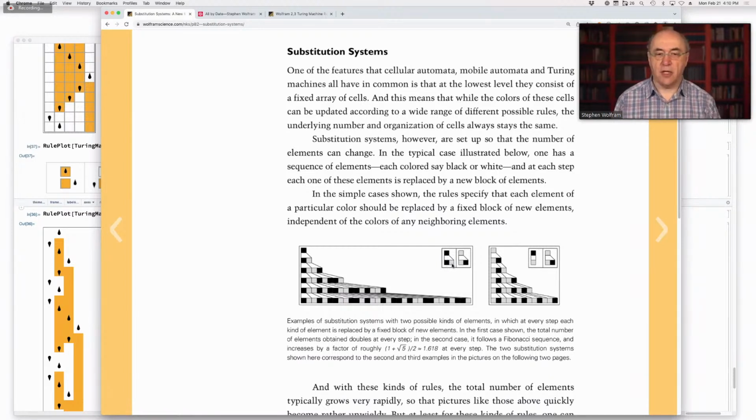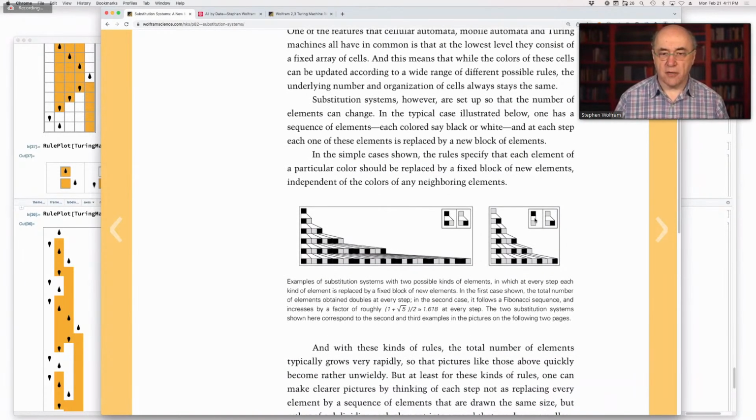And by the way, string substitution systems, which is essentially what these are, are an important piece of intuition building necessary for the physics project. It's something we're using extensively in the physics project. In fact, the things I've been doing recently in metamathematics make use of things like this again as minimal models for what's going on. So they appear here in chapter 3 of NKS. These are examples of what happens.